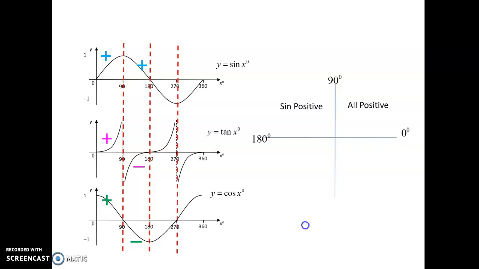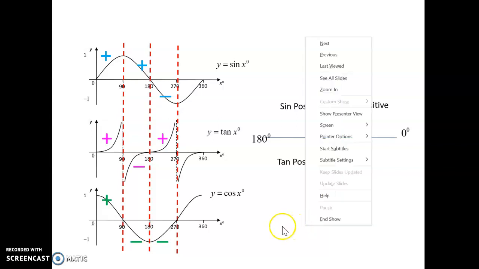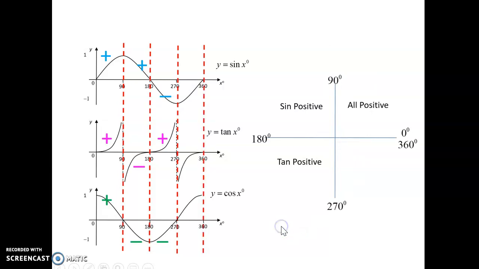If we go the next one round again, to 270: sine is negative, tan is positive, and cos is negative. So in that quadrant I'm going to write that tan is positive. And the last one, up to 360 degrees, sine is negative, tan is negative, but this time cos is positive. So I'm going to put in that one that cos is positive.